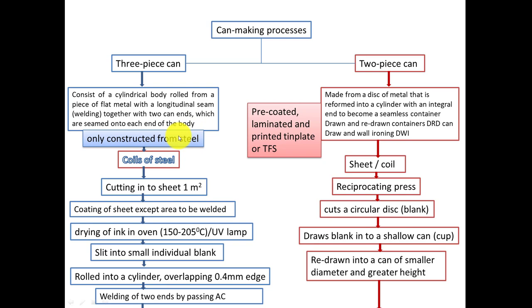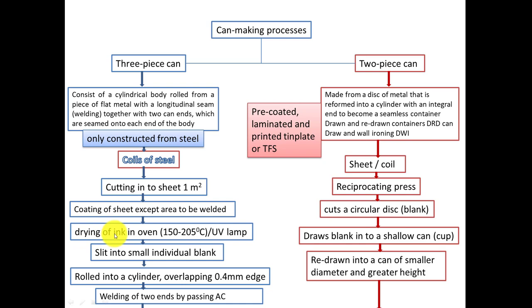So how is this three-piece can manufactured? As I said, there is a requirement of steel, and at industrial scale, steel is supplied in the form of round coils. From those coils, the metal is cut into sheets of 1 meter by 1 meter. Then coating of the sheet is carried out. This steel sheet is coated except the area to be welded, internally as well as externally.